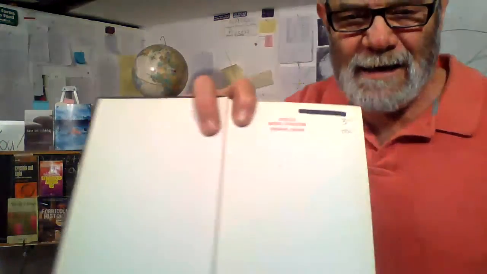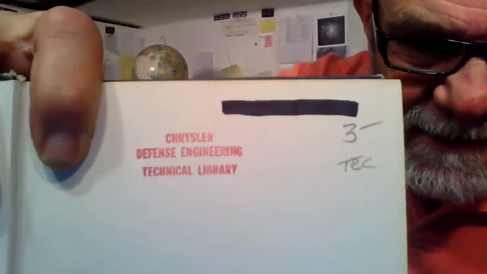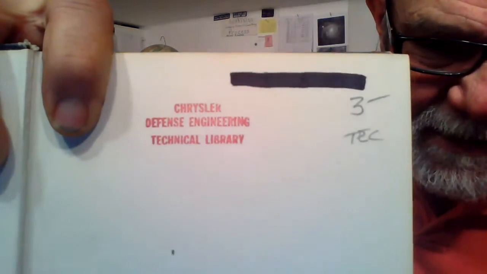Here's one. Optical Crystallography. Why would this one need to go? Can you see that, guys? It says Chrysler Defense Engineering Library. This book was published in '43, I think. It entered the library at the Chrysler Manufacturing in 1960.